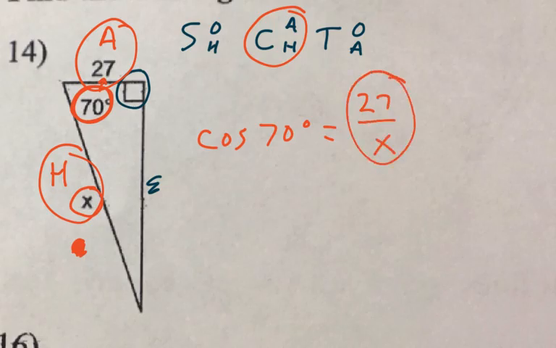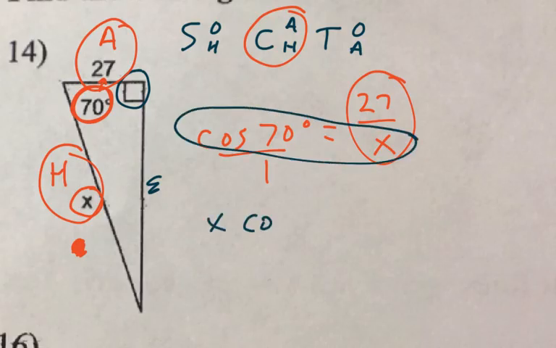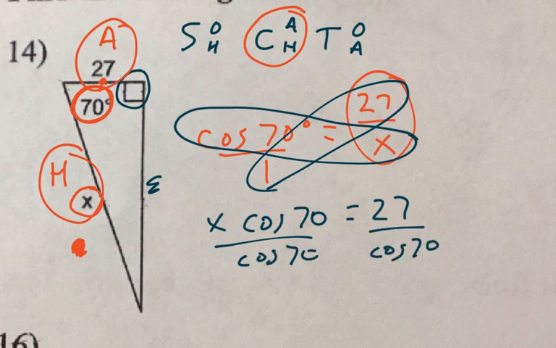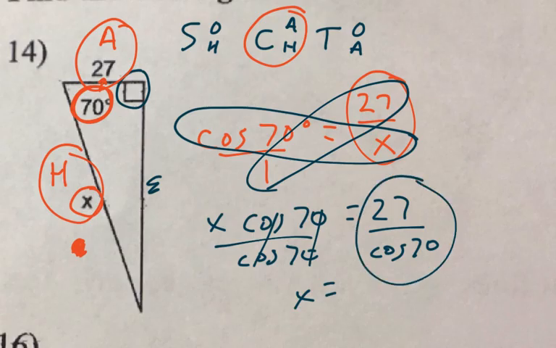Now, notice how my fraction's upside down. So you're going to want to put a 1 here and cross multiply. Let's go ahead and do that. So I got X times cosine of 70 equal to 27. Now to solve for X, I'm going to divide by cosine 70. So X is going to be 27 divided by cosine 70.